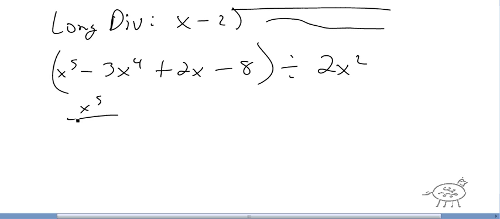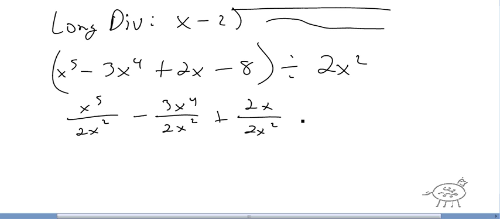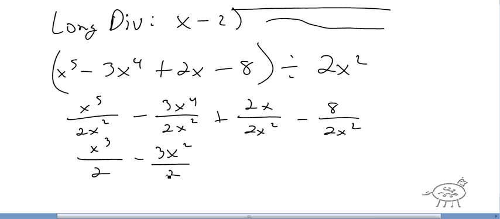So that's x to the 5th over 2x squared minus 3x to the 4th over 2x squared plus 2x over 2x squared and minus 8 over 2x squared. Okay, and then you simplify each one of these. So that's going to be x cubed over 2 minus 3x squared over 2 plus 1 over x, because the 2's cancel, and then the bottom wins by 1, and minus 4 over x squared. And that's your answer.